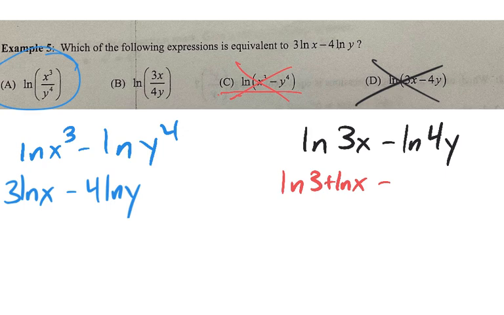Okay, so let's go this way. Let's pretend this is negative 1 times the natural log of 4y. So this is negative 1 times the natural log of 4 plus the natural log of y.